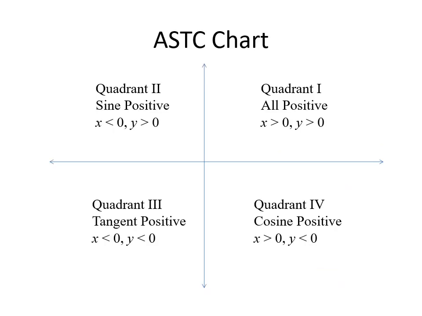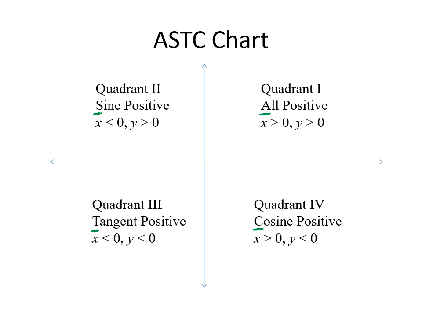Okay, this is called the ASTC chart. And we've kind of hinted at it a little bit in the last section as well. The ASTC chart tells you what quadrants the trig functions and their reciprocals are positive in. And that's why it's called the ASTC chart, because in quadrant 1 they're all positive. In quadrant 2, sine is positive. That's where the A and the S come from. Quadrant 3, that's the T for tangent, and C for cosine. So all sine, tangent, cosine.